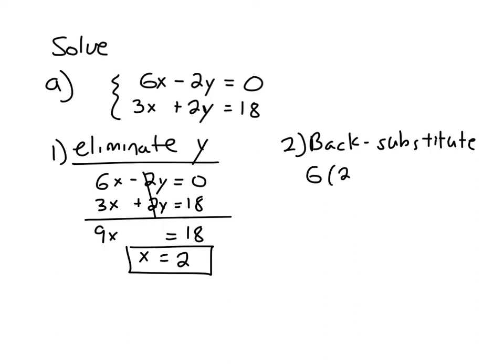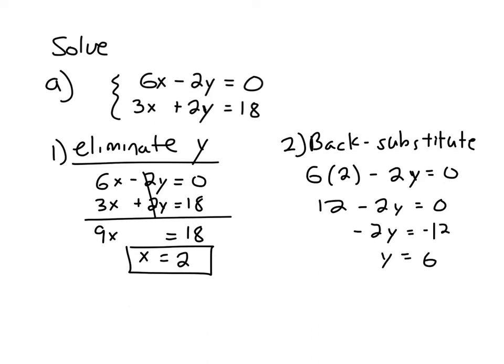So I'll choose the first equation. So it's 6x, 6 times 2, minus 2y equals 0. Alright, so that's 12 minus 2y equals 0. I'm going to subtract 12 from both sides. Divide both sides by negative 2. Y equals 6. Okay, so what's my solution set? 2, or this is a point, (2, 6).